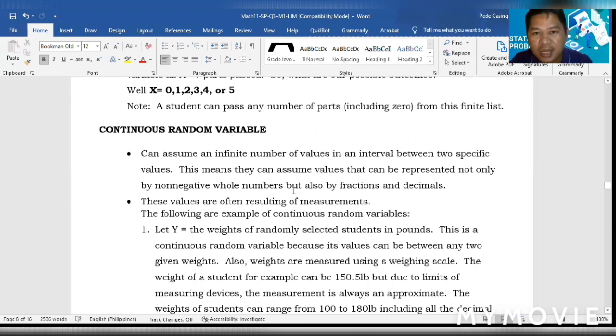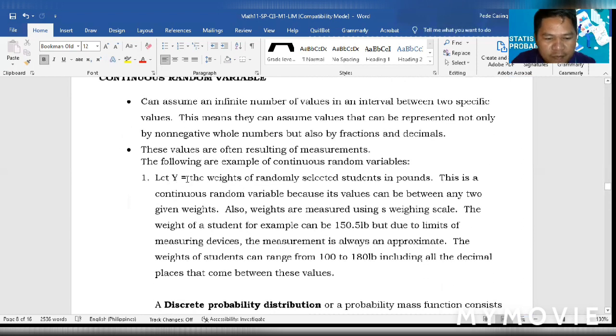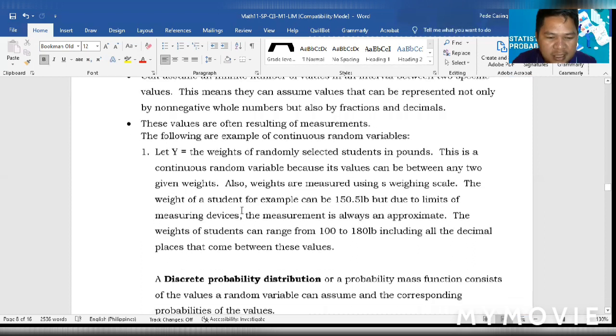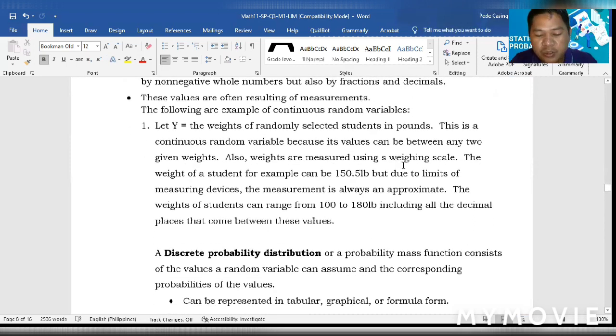Again, when it is countable, what is it called? Okay, that is a discrete random variable. So for example, for the continuous random variable, let y equal the weights of randomly selected students in pounds. So this is a continuous random variable because its values can be between any two given weights. Also, weights are measured using a weighing scale. So when we measure data, that is a continuous random variable.